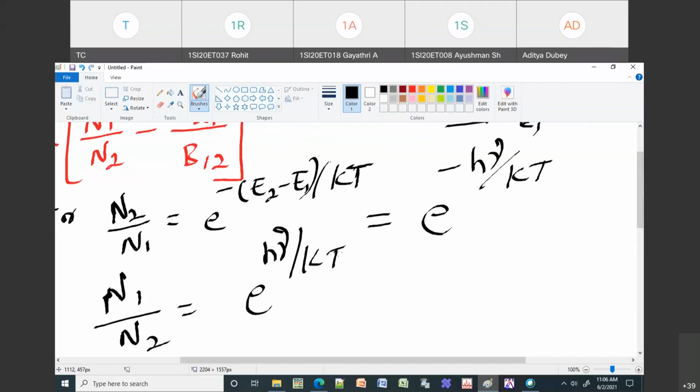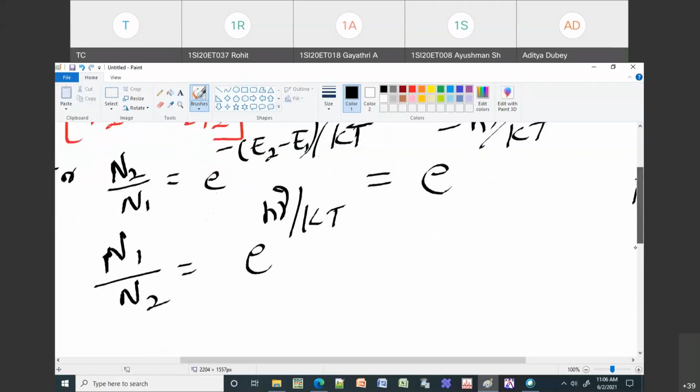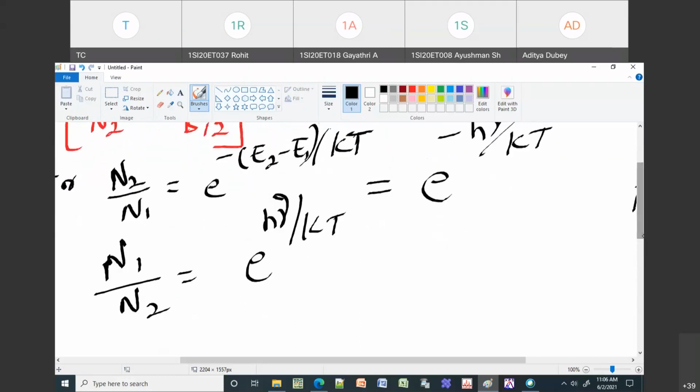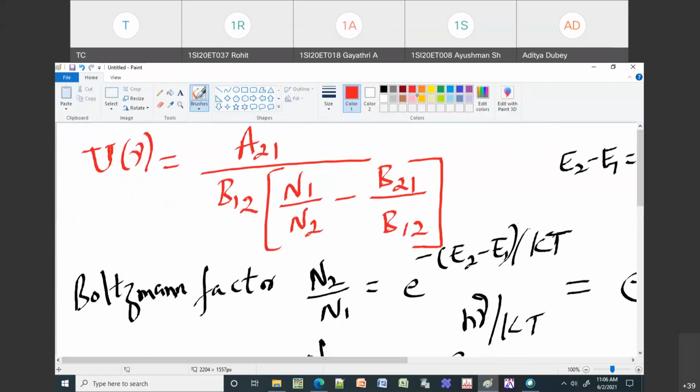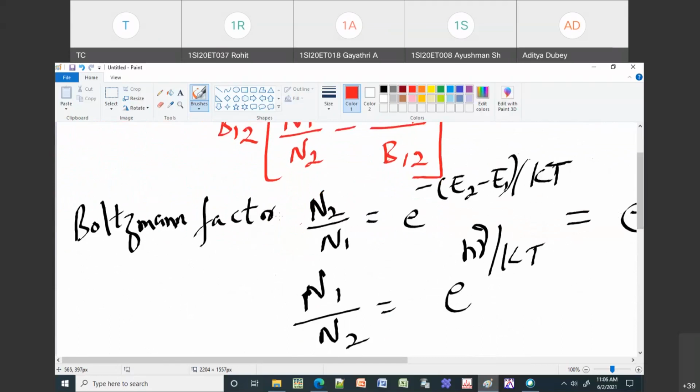Okay, so because it will be 1 by e to the power of minus h nu by kT, but then if I take it to the numerator, it will become just e to the power of h nu by kT. So if I substitute that in this equation, I will just use the same color. Instead of this entire term, I'm going to use the equation that we got here. Okay, so in place of n1 by n2, I'm going to use this.